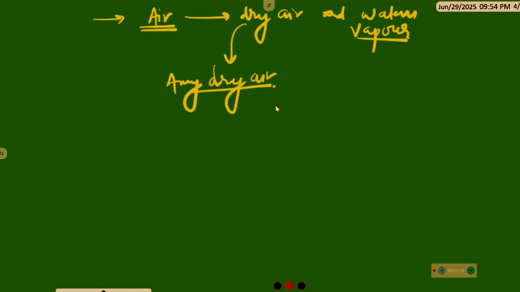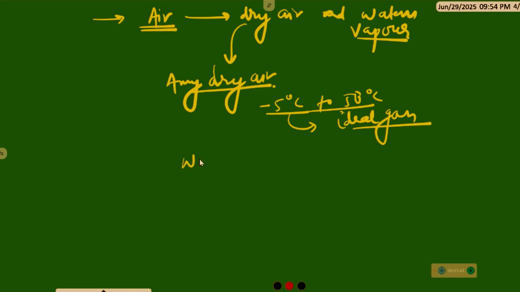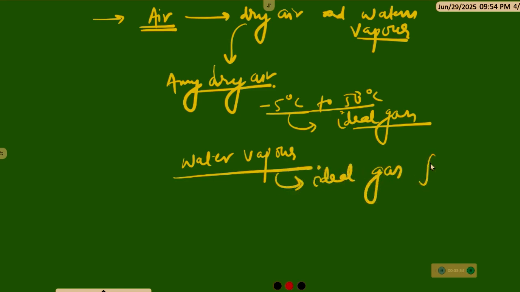This range of temperature varies roughly from -5 degrees centigrade to 50 degrees centigrade, and in this range we can treat this air as an ideal gas. Similarly, for the case of water vapor, we will also treat this as an ideal gas for our study.